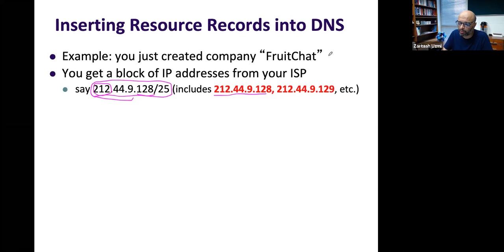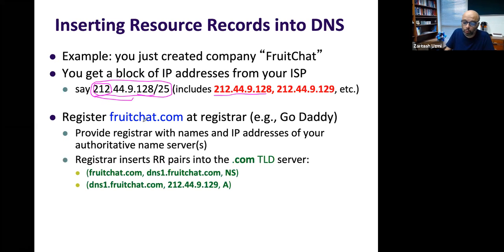Let's say you get this block of IP addresses which contains these addresses, the 128 one, the 129 one. So you want to register fruitchart.com because somebody coming to fruitchart.com should be able to reach your website. So you register this domain name fruitchart.com at a registrar, and these registrars could be many companies hosted in Pakistan. GoDaddy is a global one, very famous. Lots of people do that.